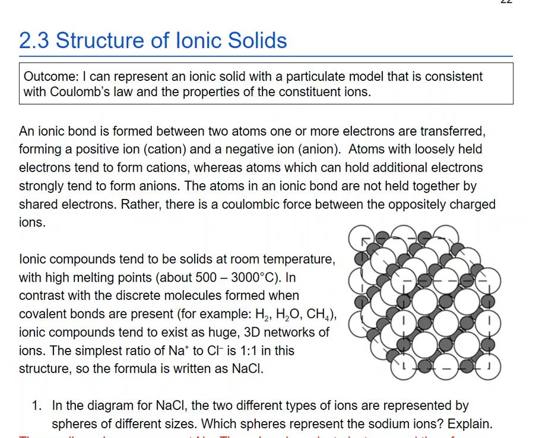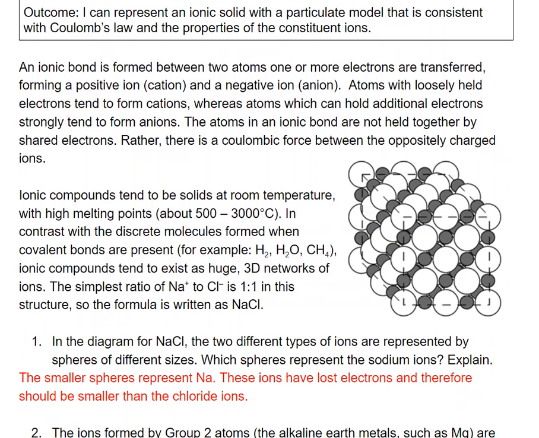So this is actually a Coulombic attraction that holds together an ionic solid. So it's not shared electrons, it's that attractive force between oppositely charged ions. So ionic compounds tend to be solids with very high melting points. And unlike molecules, which will form individual discrete molecules, ionic compounds exist as large 3D networks of ions. So, for example, in NaCl, the ratio is 1 to 1, so we write the formula just as NaCl.